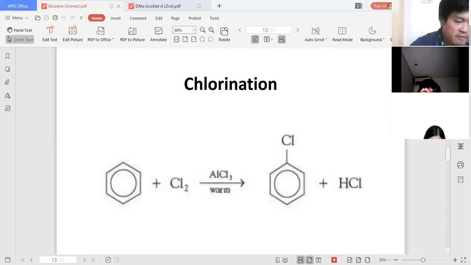What will happen if there is a reaction between aluminum bromide... for the aluminum bromide, the reaction must be bromine.